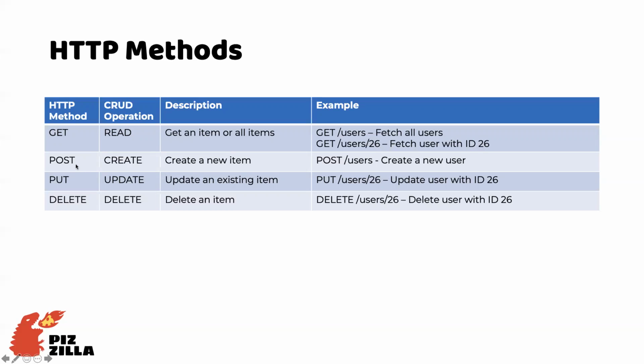The POST HTTP method is associated with the create of CRUD operations. We want to create a new item when we post. So if we post to /users, we want to create a new user.